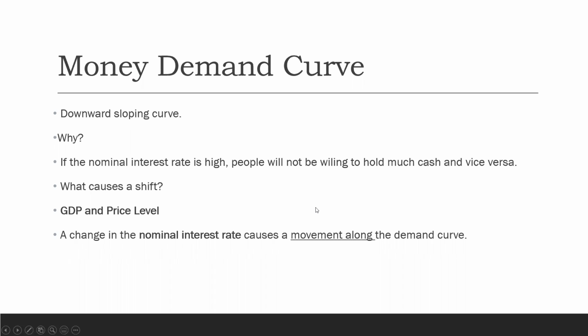What causes a shift in the money demand curve? Well, there's two main things, GDP and price level. So if we have a GDP increase, that's going to cause the demand curve to shift right. And the same thing happens with price level. If the price level increases, that's going to cause a shift right. If we get a change in the nominal interest rate, this will cause a movement along the demand curve.